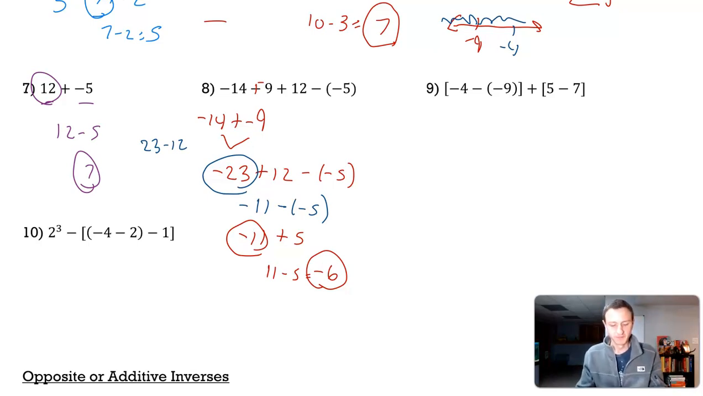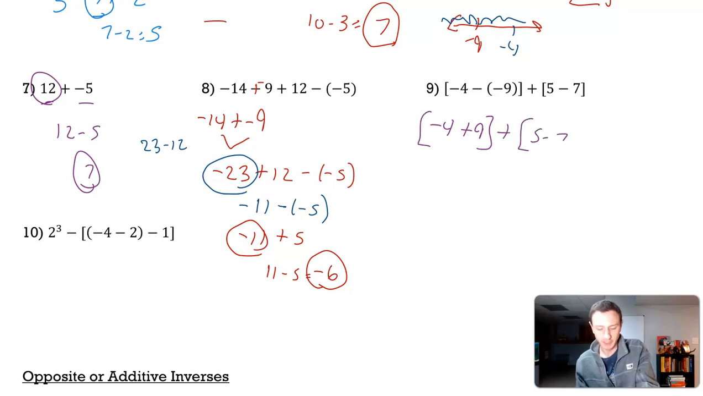Number 9, we have brackets. We have bracket negative 4 minus negative 9 plus bracket 5 minus 7. In the first bracket, negative 4 minus a negative 9 is plus 9. We're dealing with each bracket separately. Negative 4 plus 9, different signs, so you subtract. 9 minus 4 is 5. The bigger number was positive, so it stays positive. That's just a straightforward 9 minus 4.